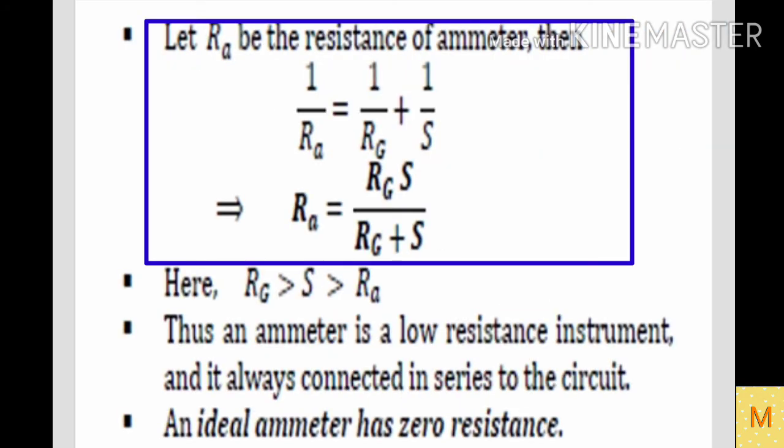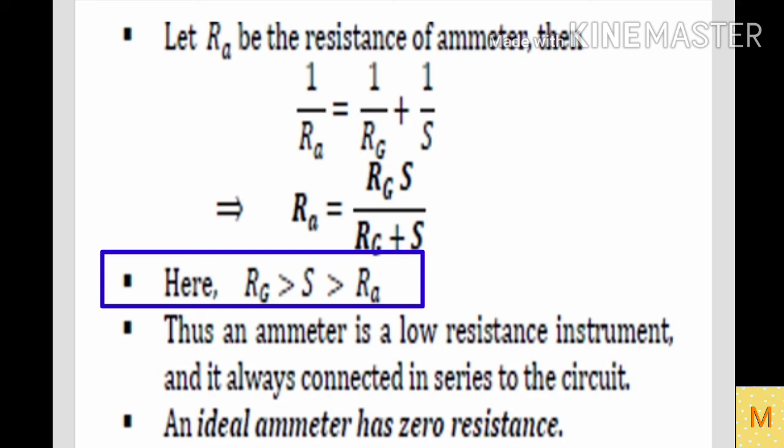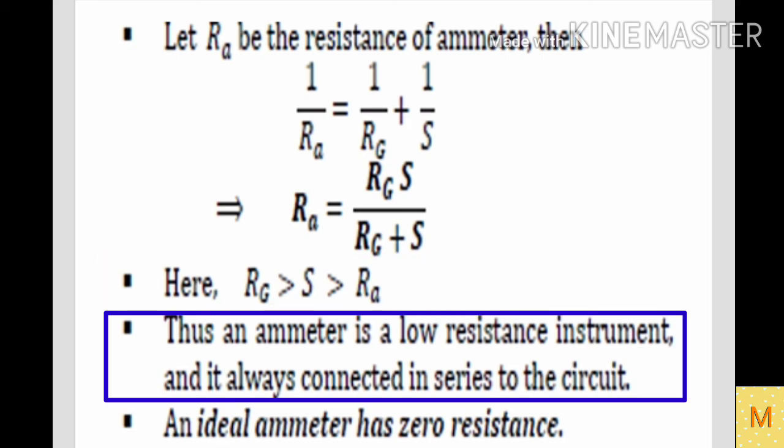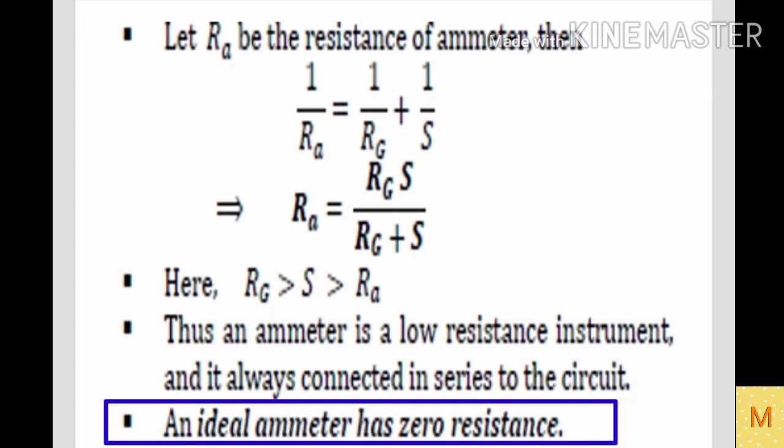Let Ra be the resistance of the ammeter, then we can write the effective resistance of the ammeter as 1 by Ra is equal to 1 by Rg plus 1 by S. By simplifying this equation, we will get Ra as RgS by (Rg plus S). Here we can say that Rg is greater than S and S is greater than Ra. Thus, an ammeter is a low resistance instrument and is always connected in series to the circuit. An ideal ammeter must have zero resistance. Note it down, this is very important, 1 mark.